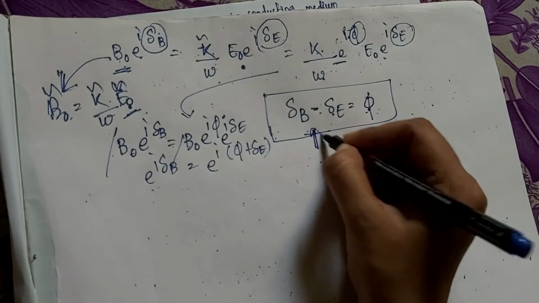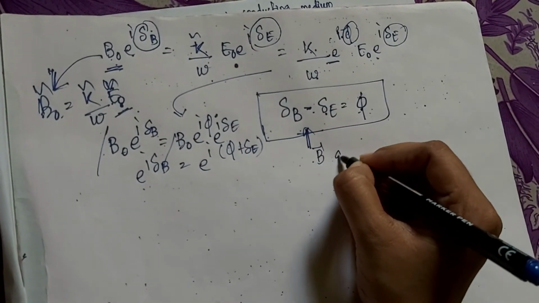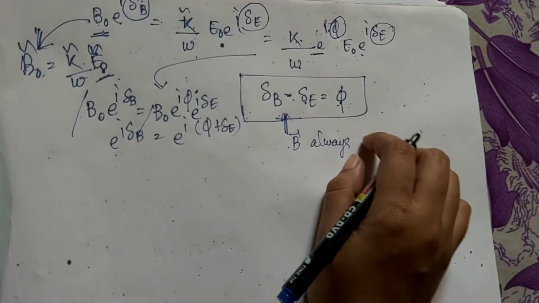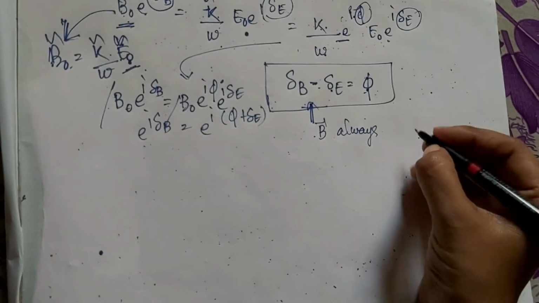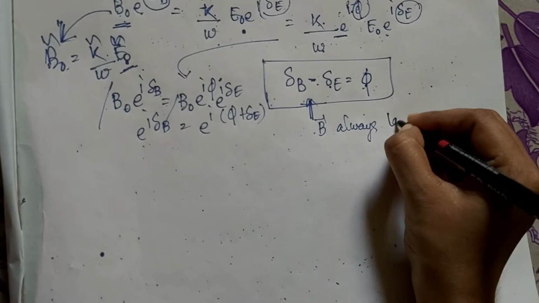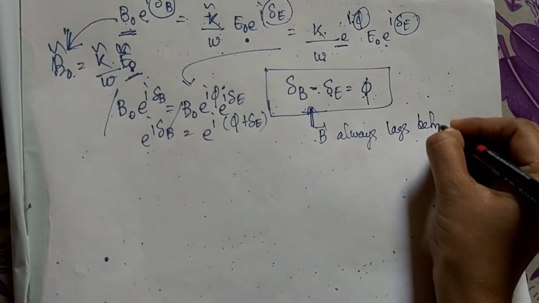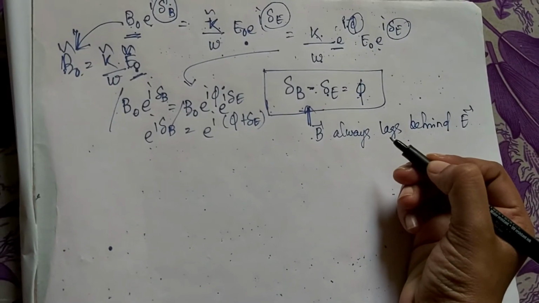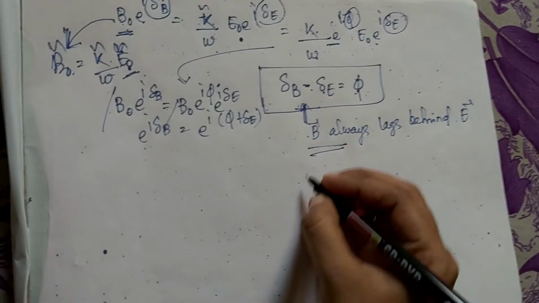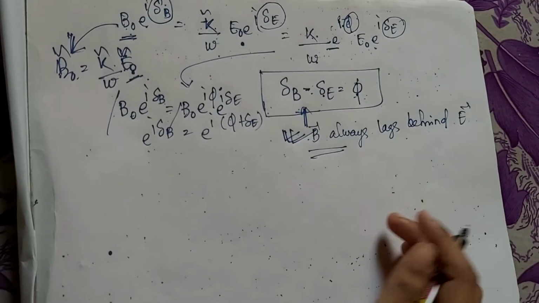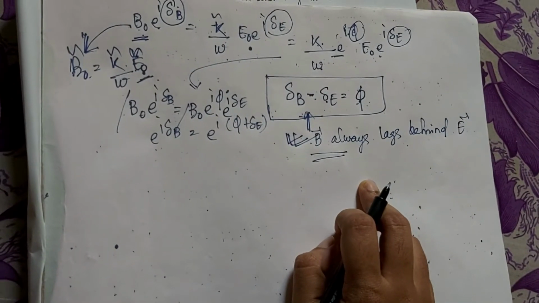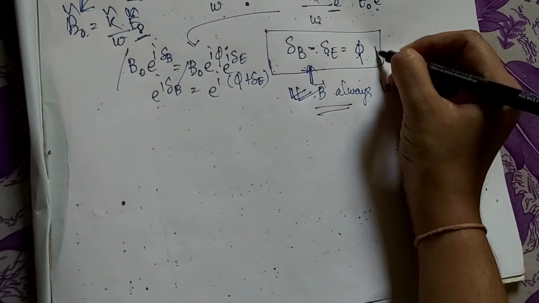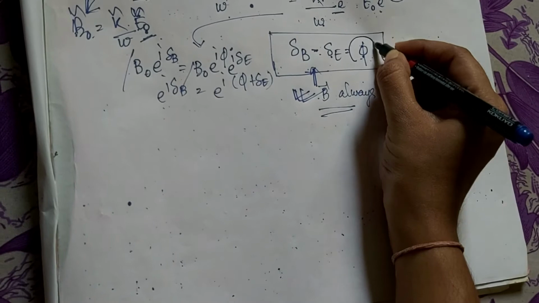So this equation says that for a conducting medium, when the electromagnetic wave travels in a conducting medium, B always lags behind E. Okay, for a conducting medium, remember this point, that B always lags behind E, right? And up to this, okay, now we have to find out the phase difference.